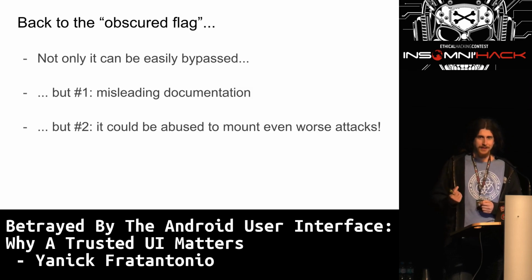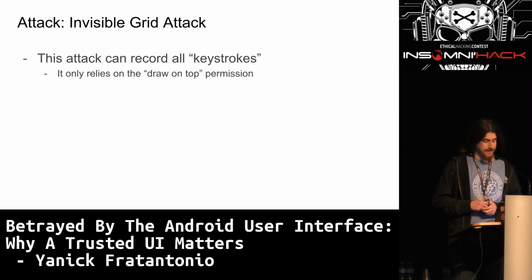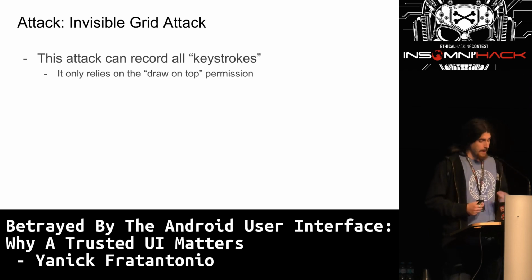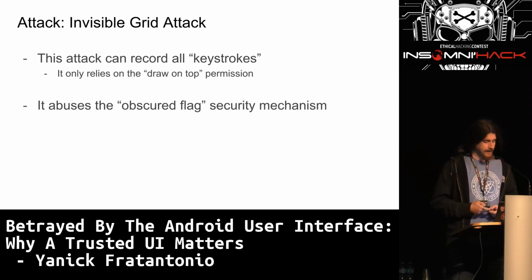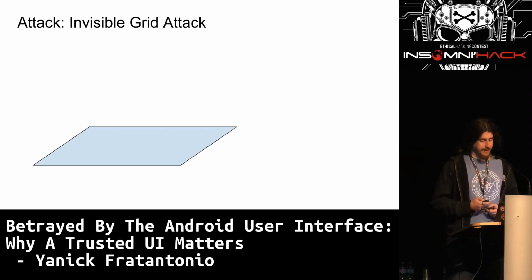I also found another trick about the obscure flag, and for this I felt extremely proud. I think it's pretty neat, so I'm going to show it today. This is actually fixed now. It's an attack that we called the invisible grid attack. With this attack, we could record all possible keystrokes, so we can record exactly what you're typing, and it only relied on this drone top. I showed you that if you have a CBD service, it's game over already. This attack only worked with this drone top. The key point was to abuse this obscure flag in an interesting way.